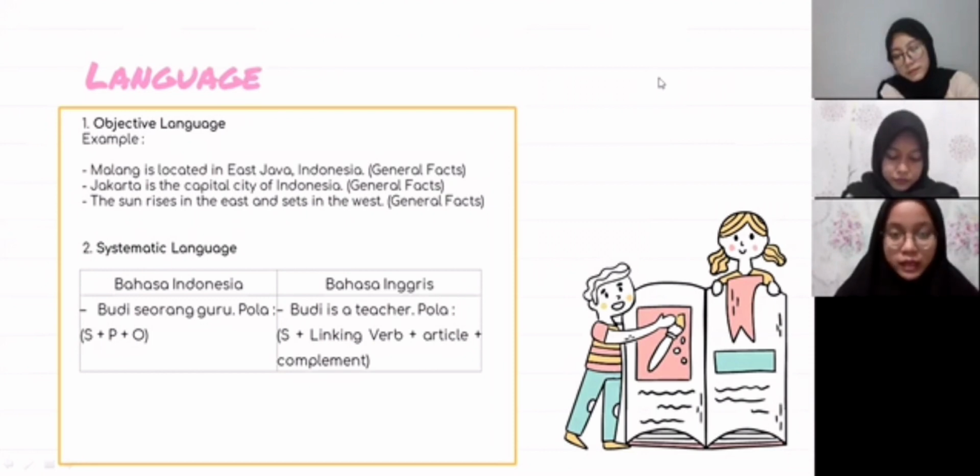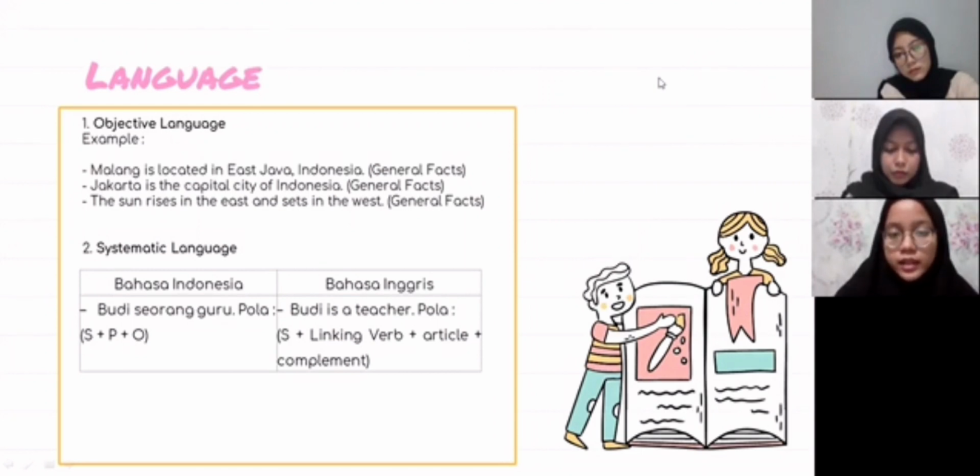Example, Malang is located in East Java, Indonesia. That is a general fact. And second, Jakarta is the capital city of Indonesia. That is a general fact. And the last, the sun rises in the east and sets in the west. That is a general fact. And the second, systematic language.